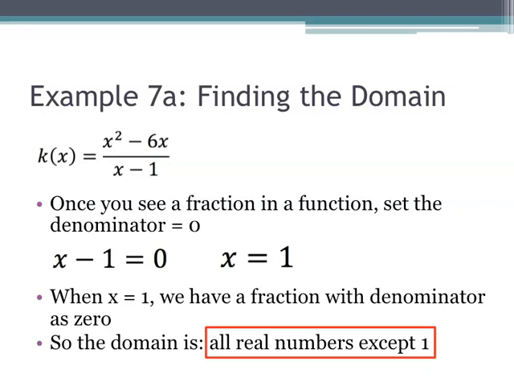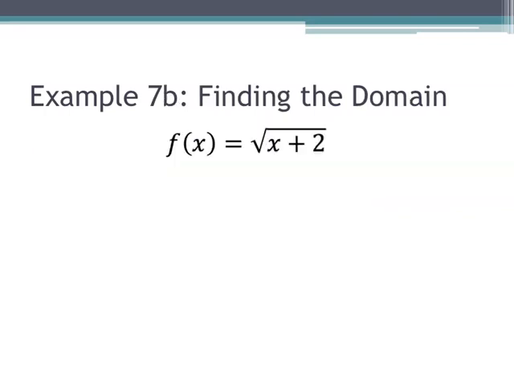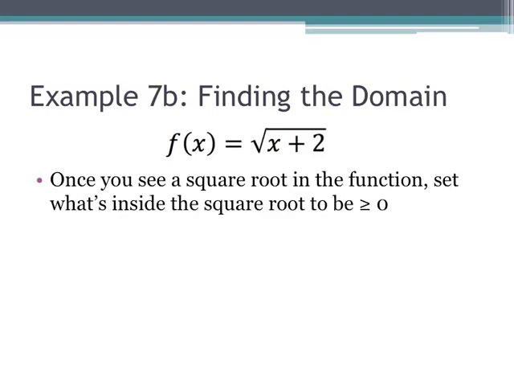Let's look at the next example. f of x equals the square root of x plus 2. Now we see a square root, so right away we want to take what's inside of the square root and set it to be greater than or equal to 0, right? What's under the square root has to be either positive or equal to 0. Solve that, and we get x is greater than or equal to negative 2. So you know that anything that's less than negative 2 will make the y value a non-real number.